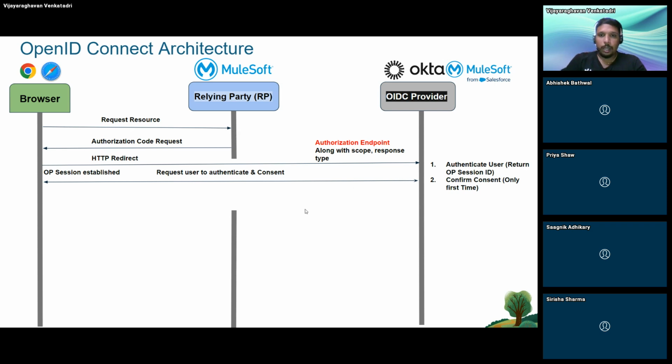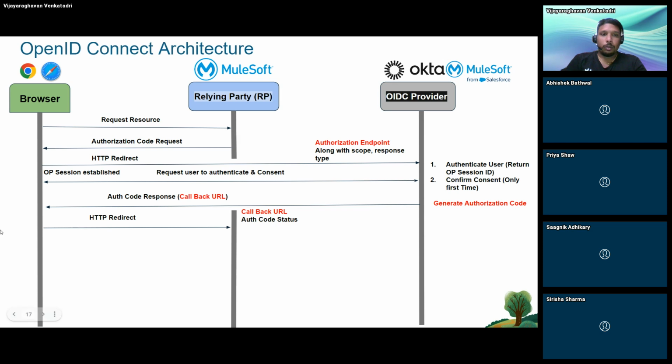So once the consent is done, it's just going to send the authorization code in the response. This authorization code will be sent back through the callback URL. This callback URL of MuleSoft will be configured in Okta. So it will be sent back through the browser, so it's again a redirect call. So it receives the auth code. Now the second stage is initiated.